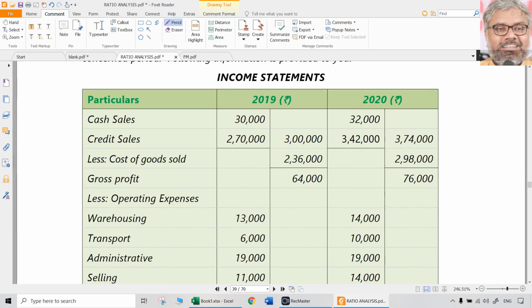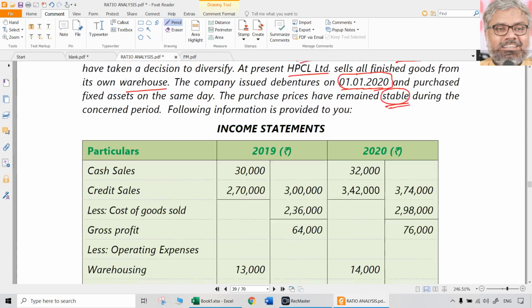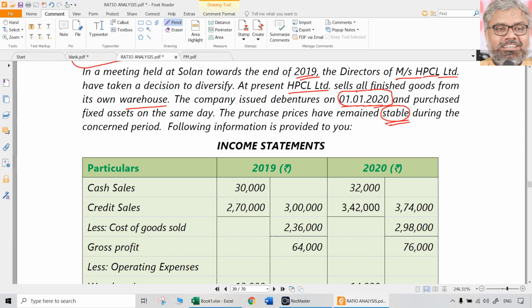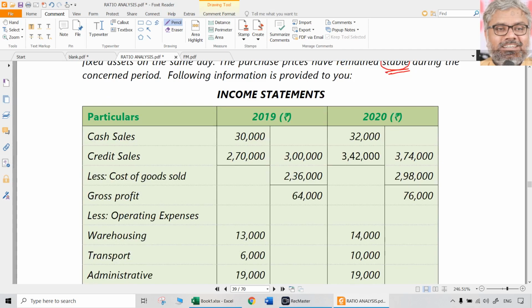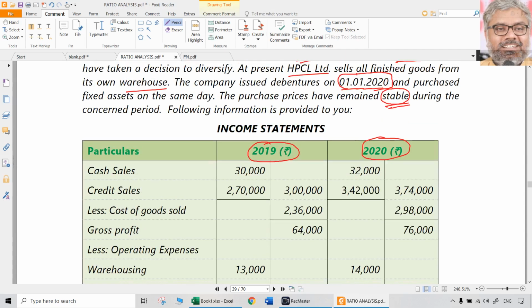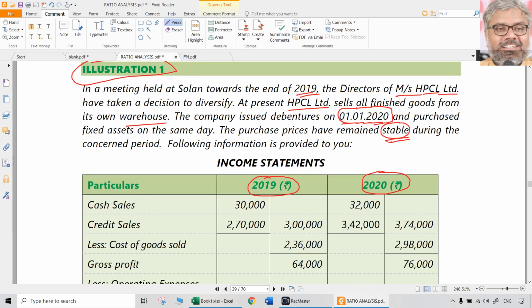So what is given here is income statements, and it is not a new company. It is obviously an existing company only, but here 2019 and 2020 income statements are given. So immediately we should understand, are we talking about a financial year or a calendar year here? Naturally calendar year, because even the first paragraph confirms that. End of 2019 they had a board meeting. That means that is the end of the financial year of 2019, which is also a calendar year.